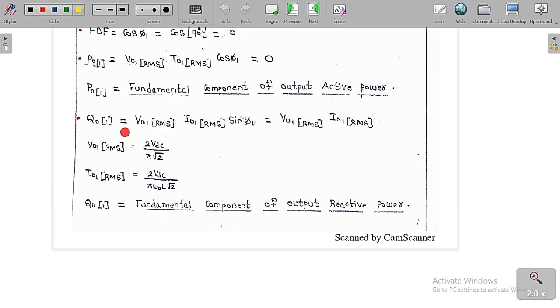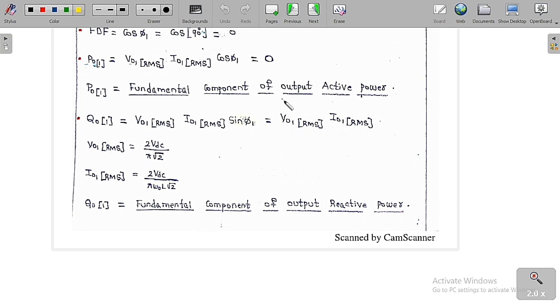So if you want to find how much of the fundamental component of the output reactive power is consumed by the load, Q1 is equal to the RMS value of the fundamental component of the output voltage into the RMS value of the fundamental component of the output current into sin φ1, whereas sin φ1 is nothing but 1.